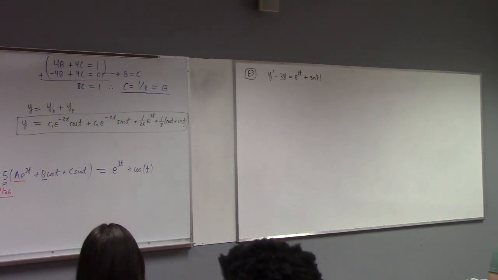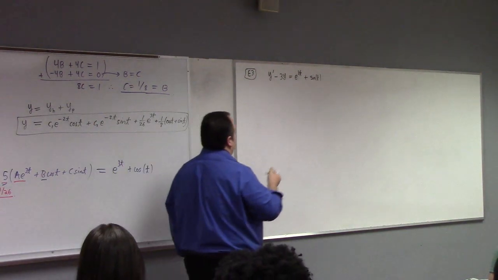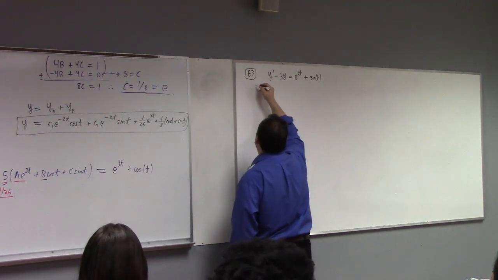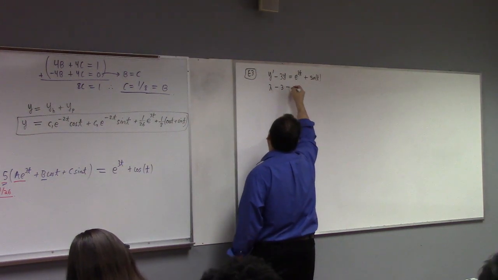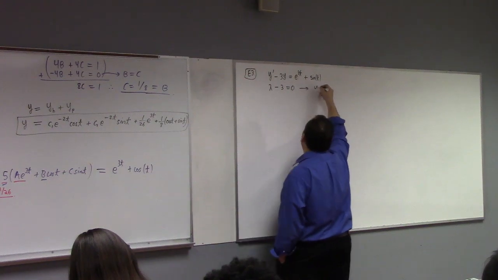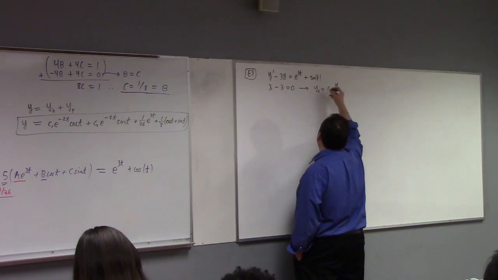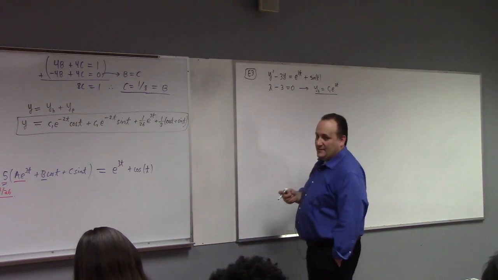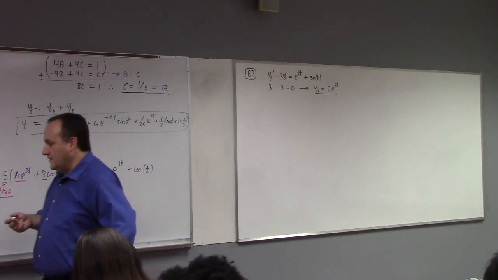Let's see here. So first of all, what's the homogeneous solution? Here, the homogeneous solution is very boring. Lambda minus 3 equals 0. So my homogeneous solution has the form C1 e to the 3t. Well, that was kind of anticlimactic relative to other things we've done, right? But there it is. That's the homogeneous solution.